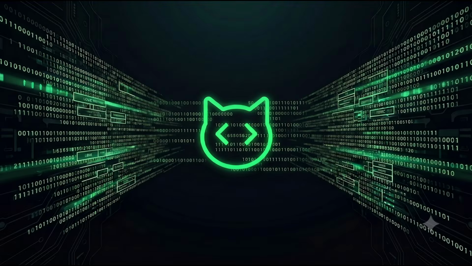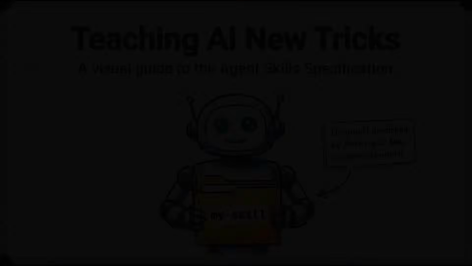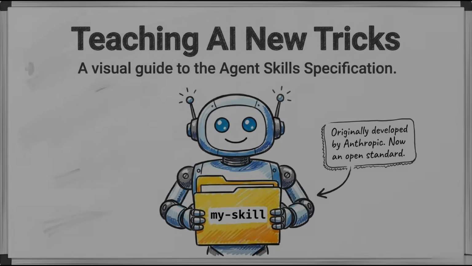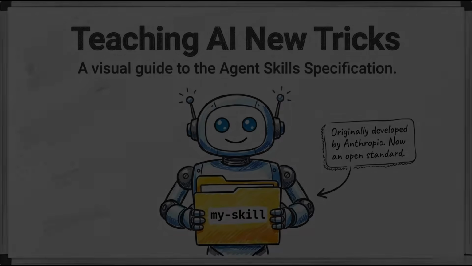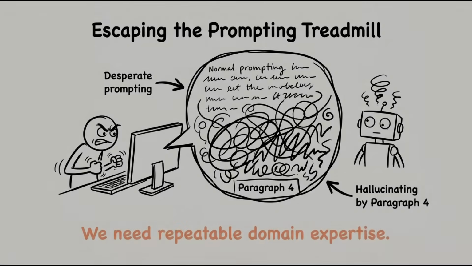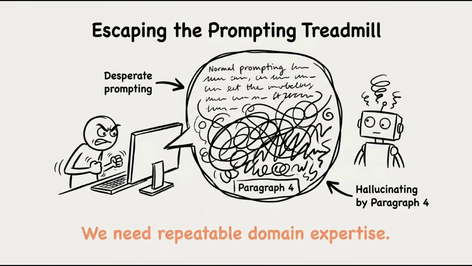Today, you are going to learn exactly how to teach AI entirely new customized tasks using a really standardized, lightweight format called agent skills, or specifically the skill.md specification. Yeah, because we are finally moving away from just typing endless, desperate prompts into a chat box and hoping the AI remembers what to do by paragraph 4.